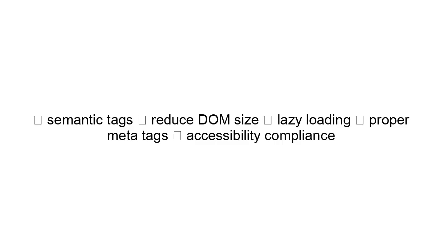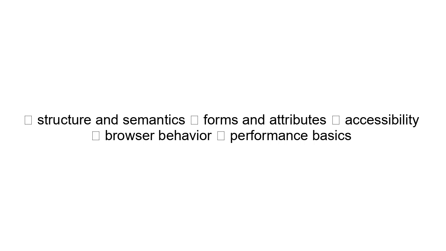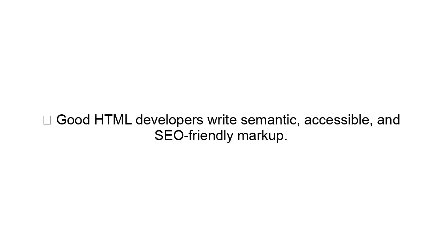Use semantic tags. Reduce DOM size. Use lazy loading. Use proper meta tags. Ensure accessibility compliance. Final summary. HTML interviews focus on structure and semantics, forms and attributes, accessibility, browser behavior, and performance basics. Key idea: good HTML developers write semantic, accessible, and SEO-friendly markup.